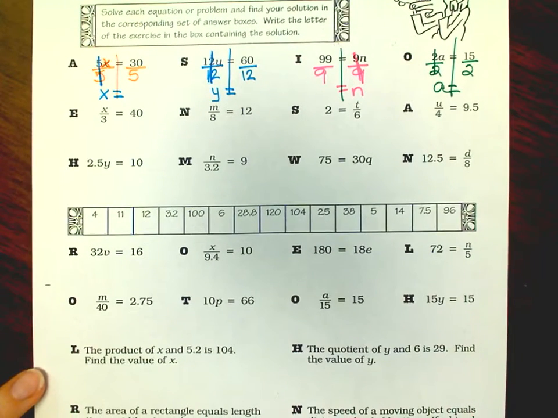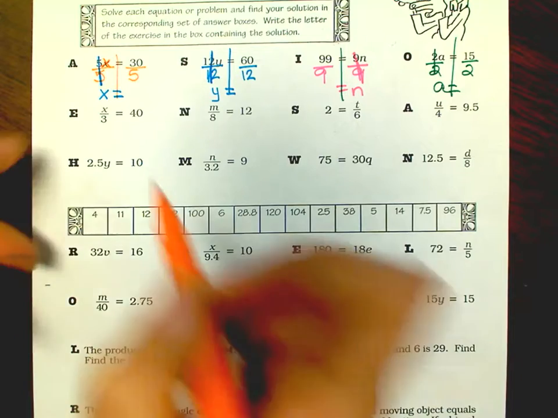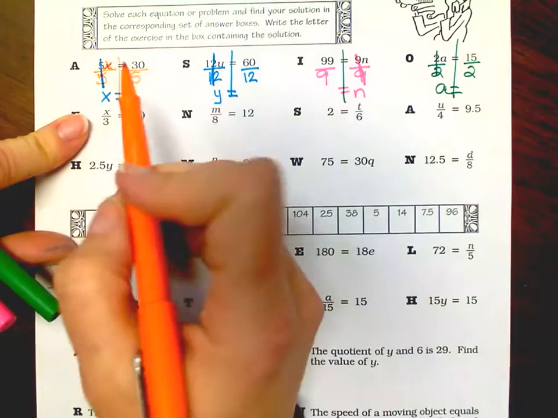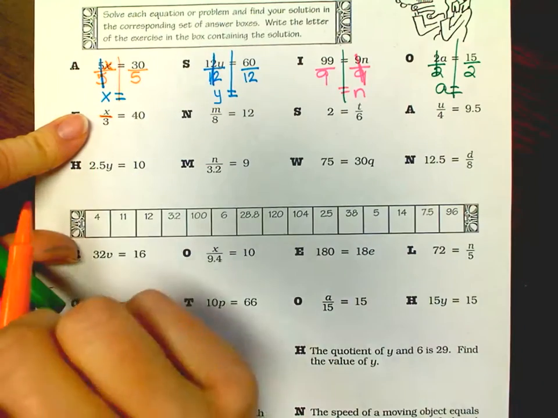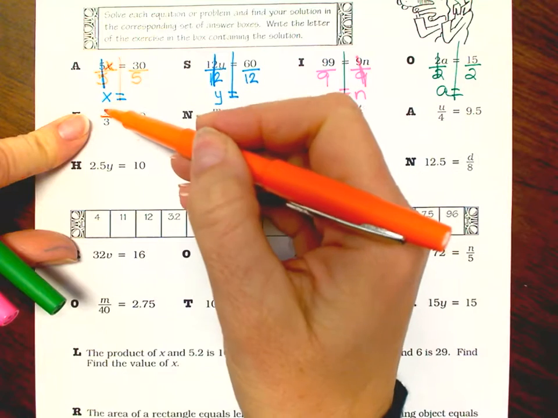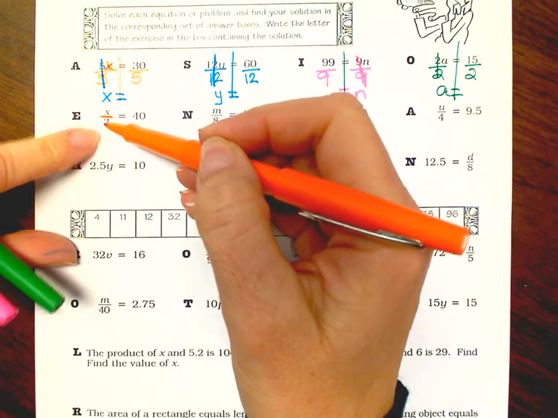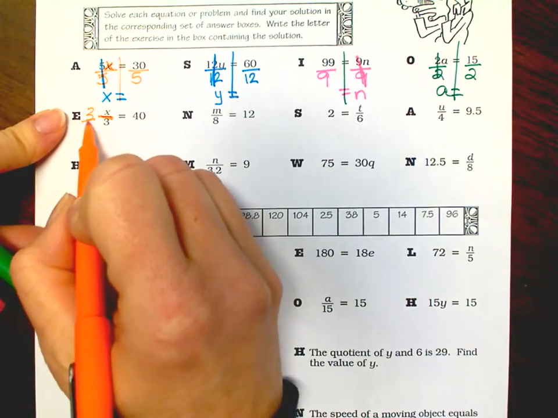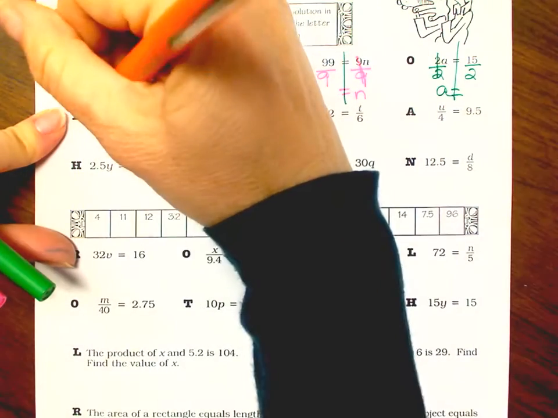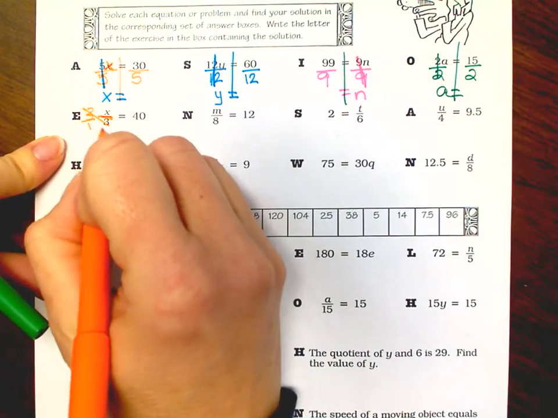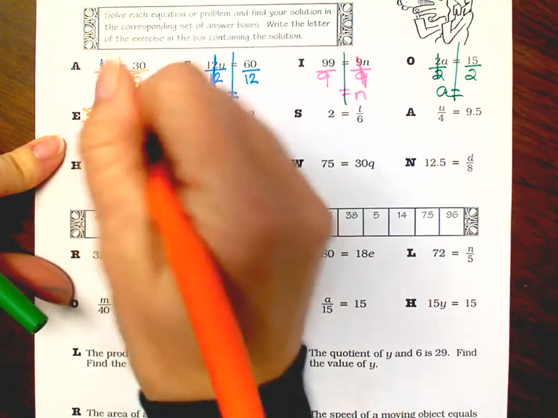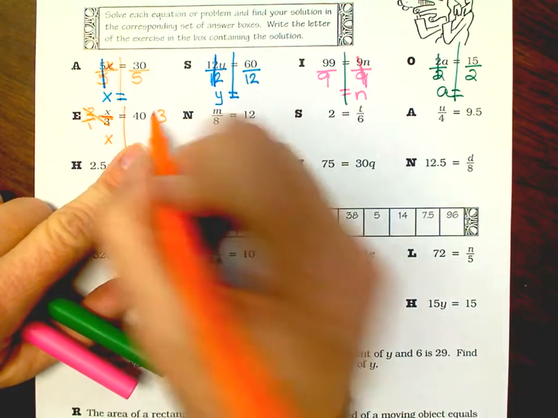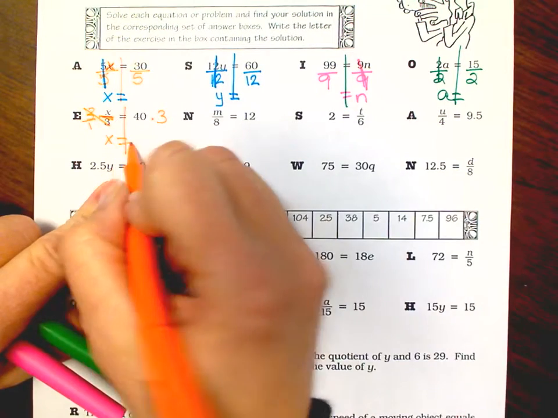Number E. Now then, x is in fraction form, okay? But fractions only mean division. This is x divided by 3. So if I'm dividing, I need to multiply by the reciprocal. And this cancels out and still leaves me with 1x. Okay? So whatever I do to this side, I must do to this side. So I'm going to multiply by 3. And you'll find your x.